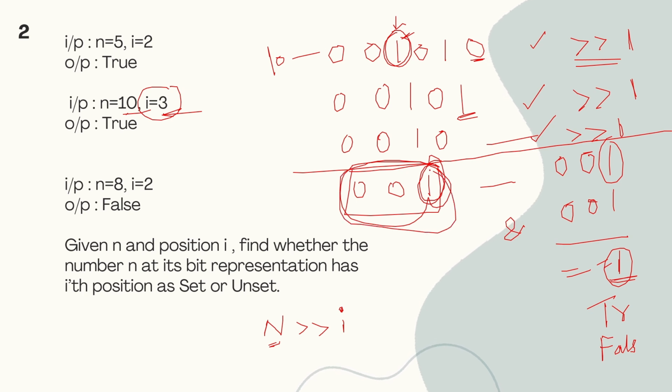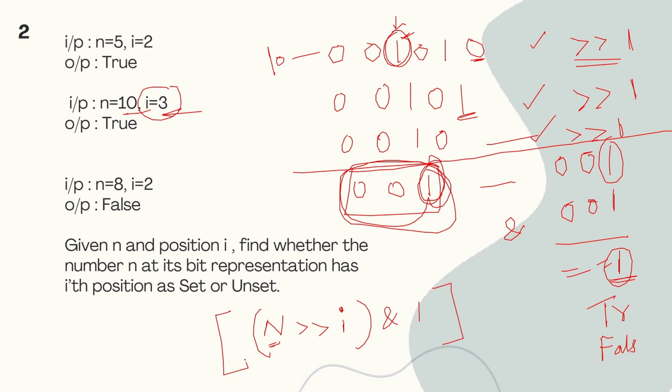But is this my answer? No. You need to again apply an AND operation with what? With 1. So now you are going to get whether it is set or not. You can simply write, if this is equal to 1, then the bit is set, otherwise it is unset. Simple. It's very simple, right? So the problem is very simple.